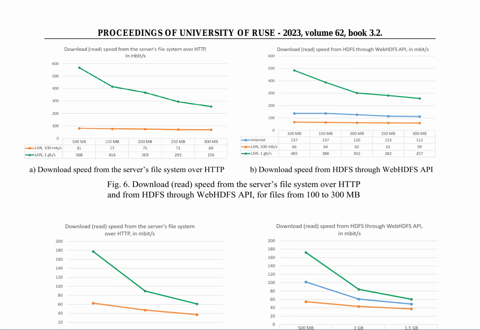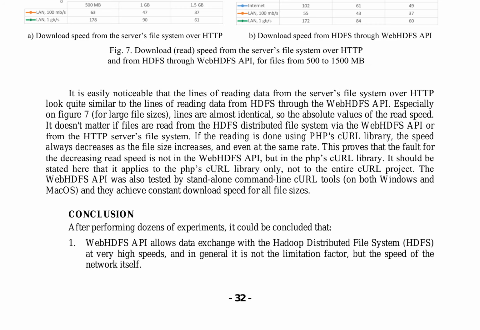The plots reveal that the read speed lines for both scenarios exhibit similar patterns, with a notable decrease in speed as file size increases. This similarity is particularly evident in Figure 7, where the lines are almost identical, indicating that the absolute values of read speed are comparable. The authors conclude that the decrement in read speed is not attributed to the Web HDFS API, but rather to the PHP's cURL library, which is used for reading data.